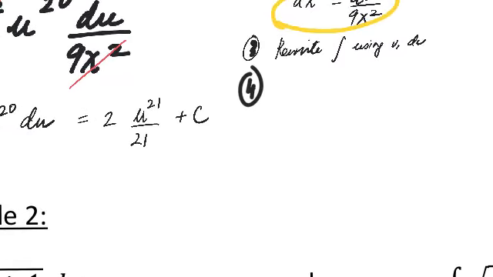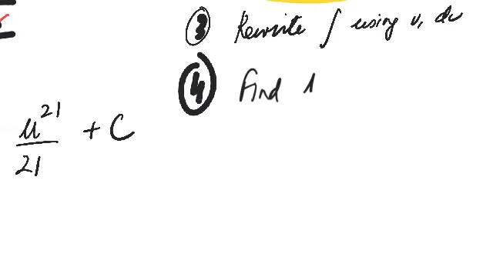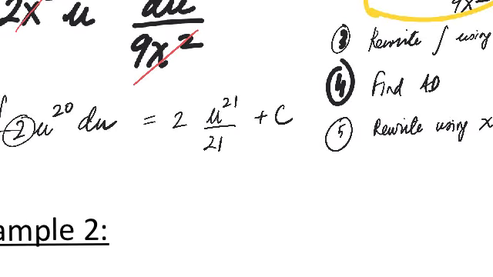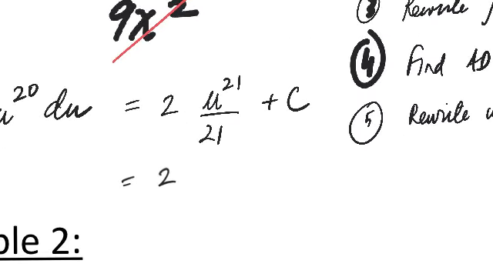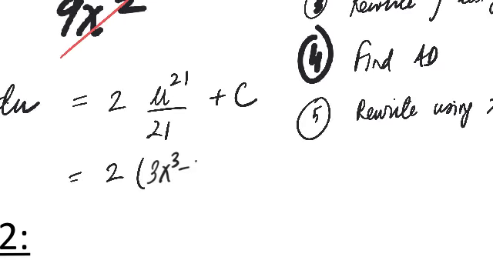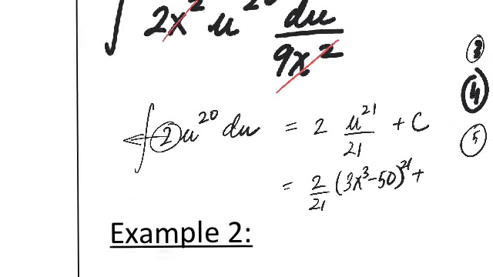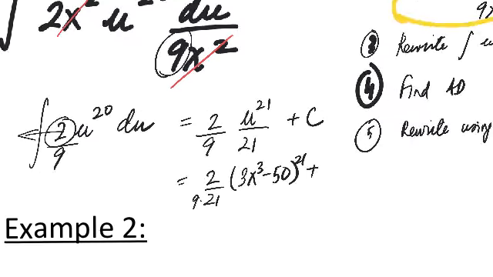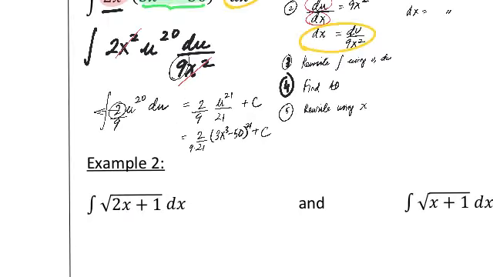So I guess step 4 will be to find the antiderivative, which I just did. And then step 5 will be to rewrite the function using x. So we're going to put back the u substitution that we made earlier. And we said that u is 3x cubed minus 50. So I'll put that back in, and this will be my final answer. Oh, and I think I lost a 9 along the way. Yeah, I lost this 9. So I'm going to add that in here as a constant. So really I'll have 9 times 21, or 189 down there, and that will be my answer.